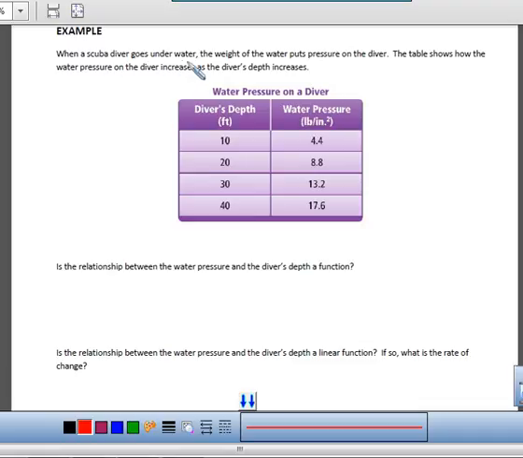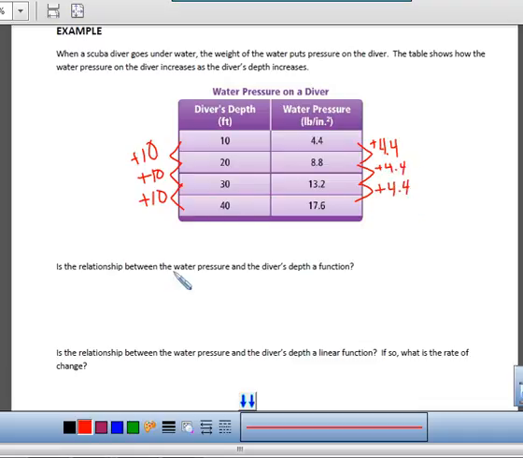When a scuba diver goes underwater, the weight of the water puts pressure on the diver. The table shows the water pressure on the diver increases as the diver's depth increases. In other words, when they go deeper and deeper underwater. So the diver's depth is increasing by 10 every time. And then when we look at the water pressure, the amount of pressure in pounds per square inch is increasing by 4.4 every time.